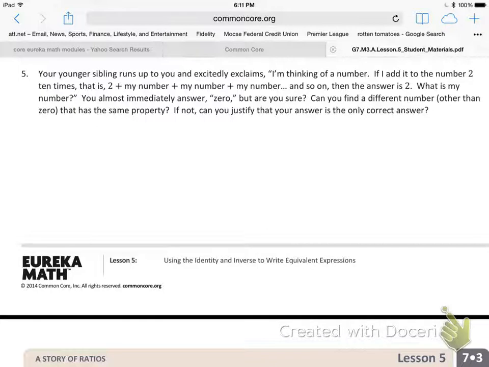Your younger sibling runs up to you and excitedly exclaims, "I'm thinking of a number. If I add it to the number 2 10 times, and that means 2 plus my number, plus my number, plus my number, plus my number, and so on, then the answer is 2. What is my number?"